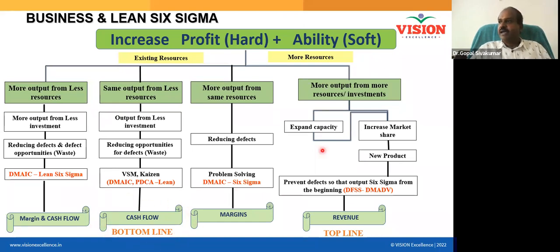On the other side, I want to produce more output. I am okay to invest extra. I am okay to acquire more resources. That means you either expand the capacity or you can develop new product. Ultimate goal is your market share will keep increasing. Now the approach is DFSS. The project is called DFSS. You prevent the defects so that the output is Six Sigma level right from the beginning. Now the focus is more on increasing the revenue. This is called top line growth. And this is what we discussed in the previous slide also with the numbers, just with the diagram.